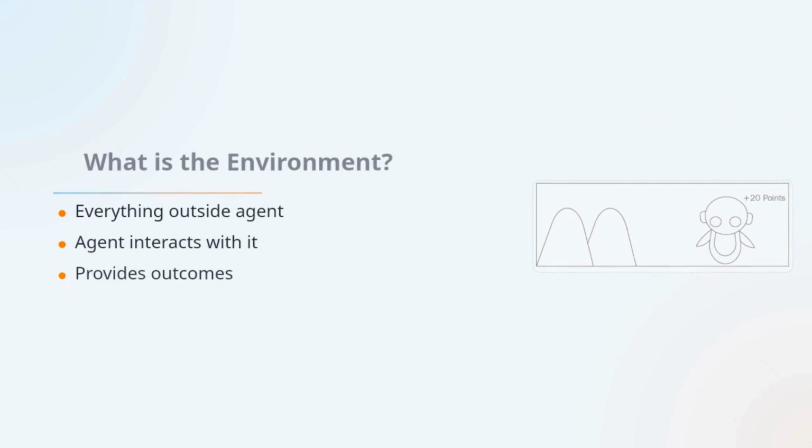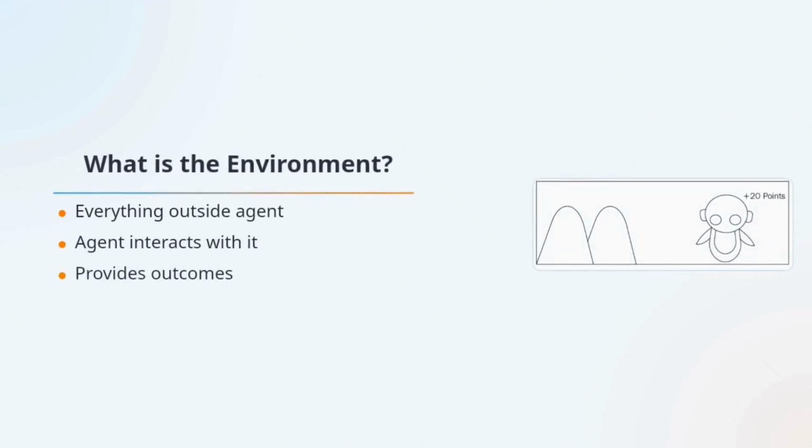The environment is everything outside the agent. It is the world the agent acts in. When the agent takes an action, the environment responds with a new situation and usually a reward. So learning in RL always happens through this agent-environment loop.